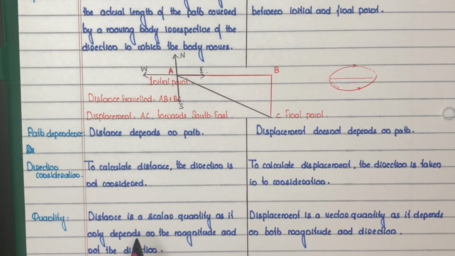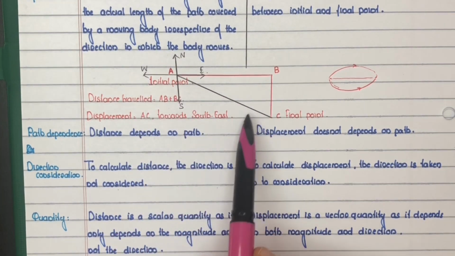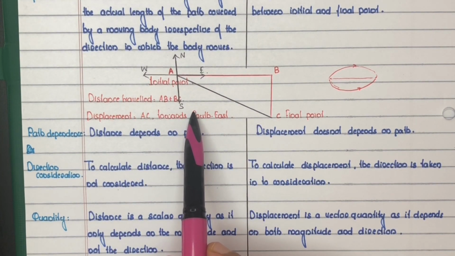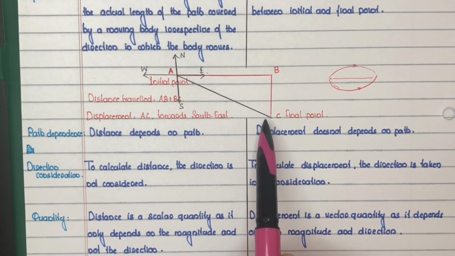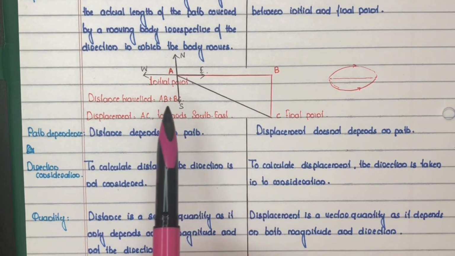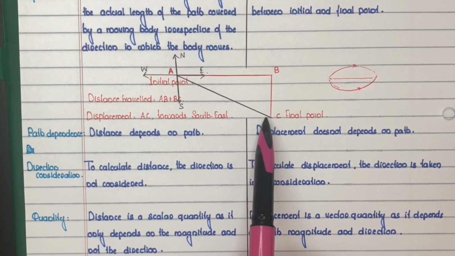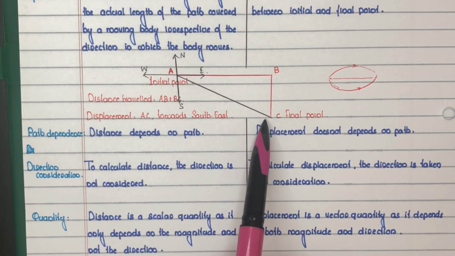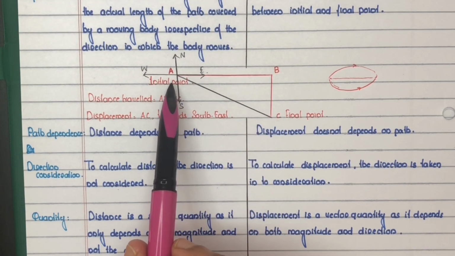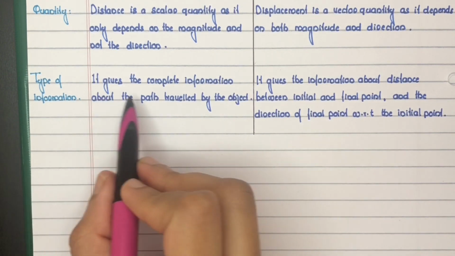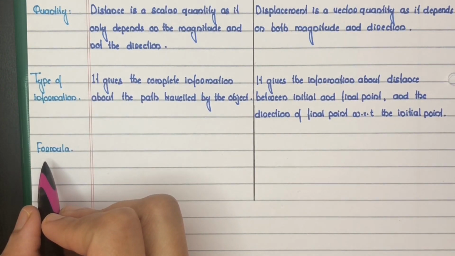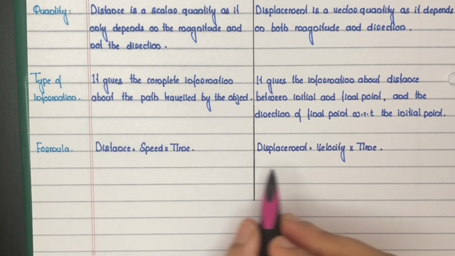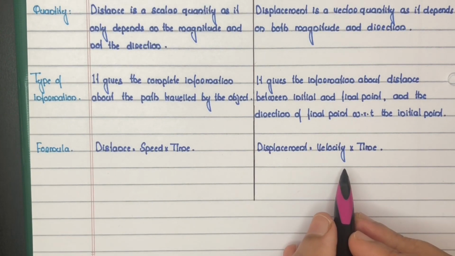Type of information received. So, by combining all these points, we can say that distance gives us complete information about the path traveled by the body, right? How much length the body covers. Displacement does not give the complete information about the path traveled by the body, right? It gives only the distance between the initial and final point and the direction of the final point with respect to the initial point, right? Next, the formula: distance is equal to speed into time, displacement is equal to velocity into time.